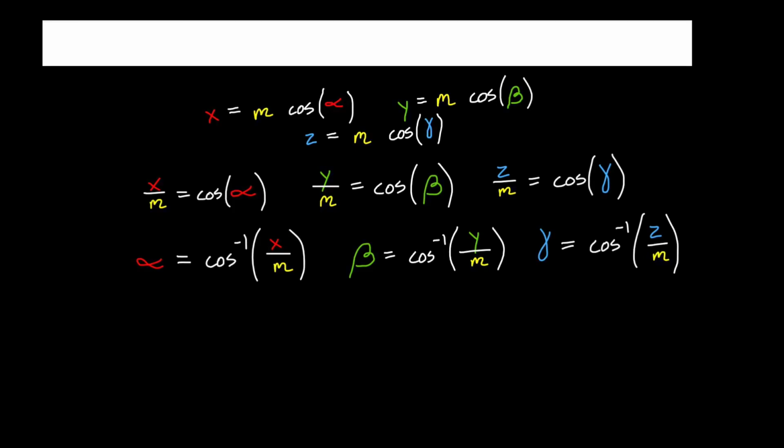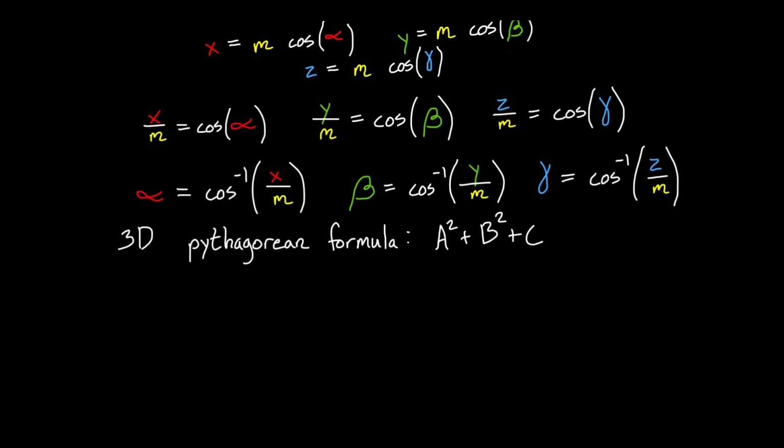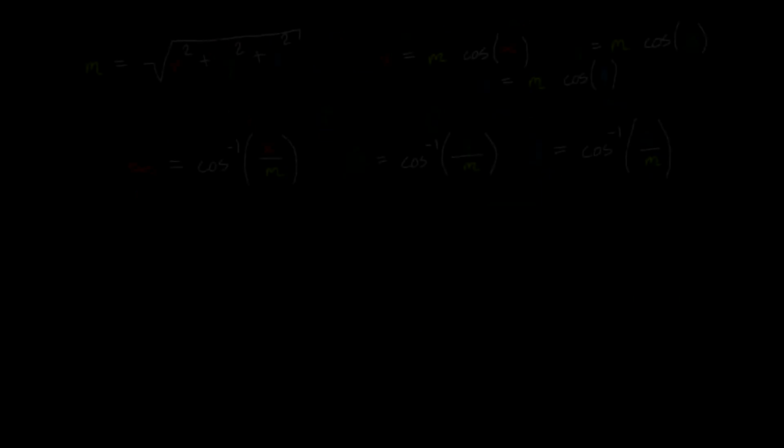To find the magnitude using the ijk vector, we again use the Pythagorean theorem. If you haven't seen the 3D variant of the Pythagorean theorem, it is very similar to the 2D variant. Simply the hypotenuse squared is equal to the sum of the squares of each of the sides, or a squared plus b squared plus c squared equals d squared. When we plug our values in, we see that x squared plus y squared plus z squared equals m squared. If we take the square root of both sides, it leaves us with the equation m equal to the square root of x squared plus y squared plus z squared.